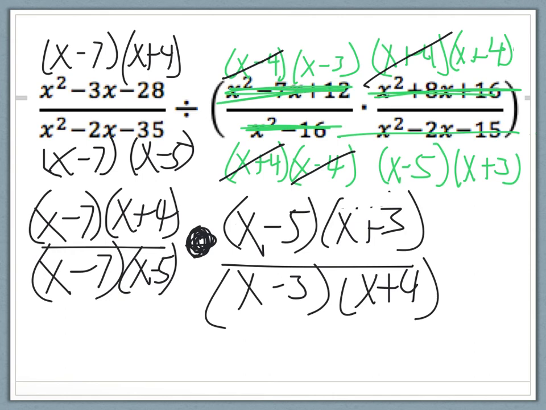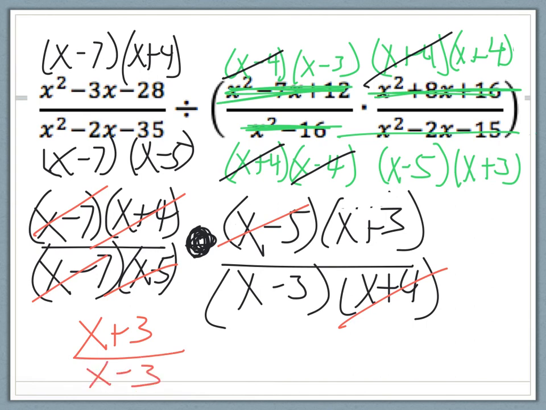Okay. Now, once we have this set up, we can go ahead and cross off anything that matches vertically or diagonally. So the x minus 7's go. We have the x plus 4's that'll go. The x minus 5's will go. Okay. So that means that we are left with an x plus 3 and an x minus 3. Okay. So there's my final answer.